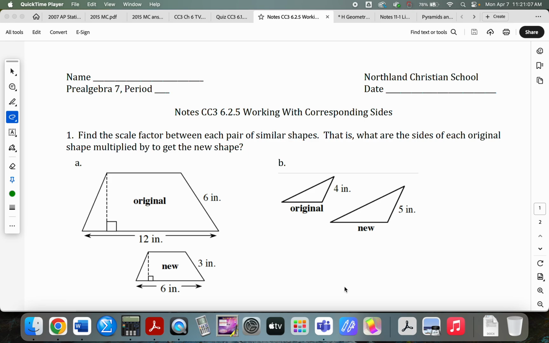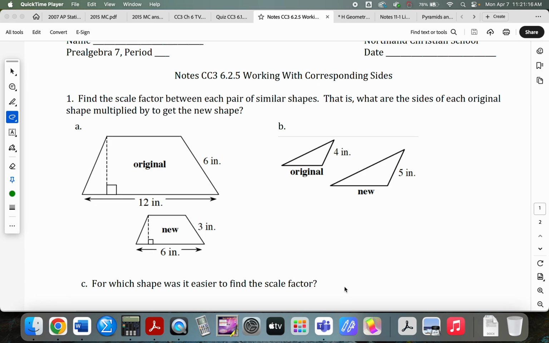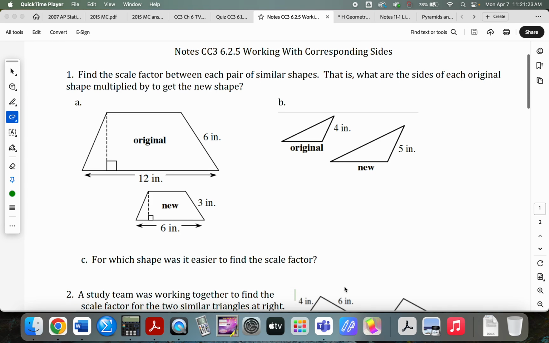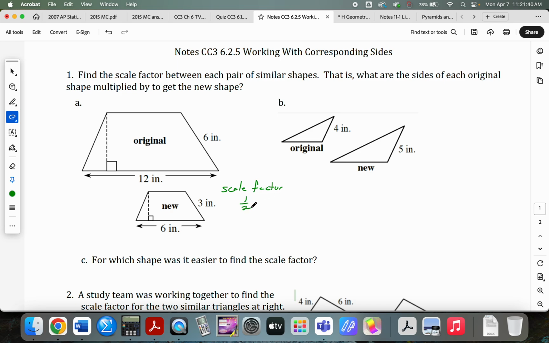All right, let's take a look at these. So on this first problem, they've said they want you to find the scale factor between each pair of shapes. That is, what are the sides of each original shape multiplied by to get the new shape? So from the original to the new, what do we have to multiply by on this one? 1/2. So the scale factor is 1/2 on this one.